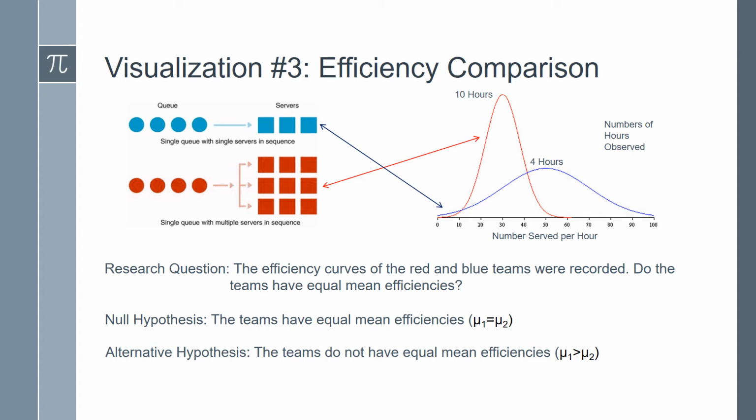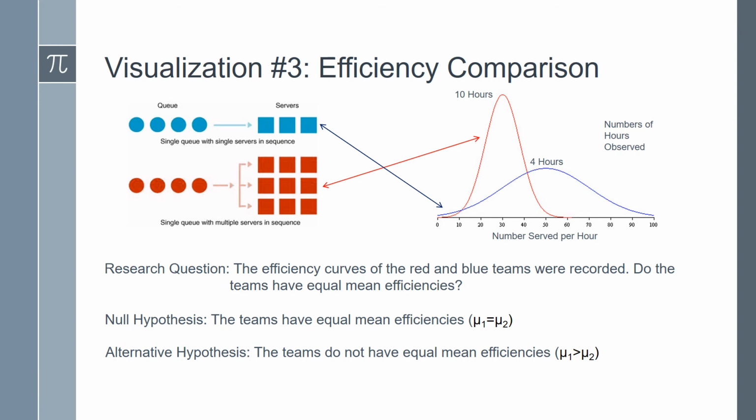The null hypothesis that we're postulating is the teams have equal mean efficiencies, which is mean subscript 1 is equivalent to mean subscript 2. In other words, the red is equivalent to the blue.